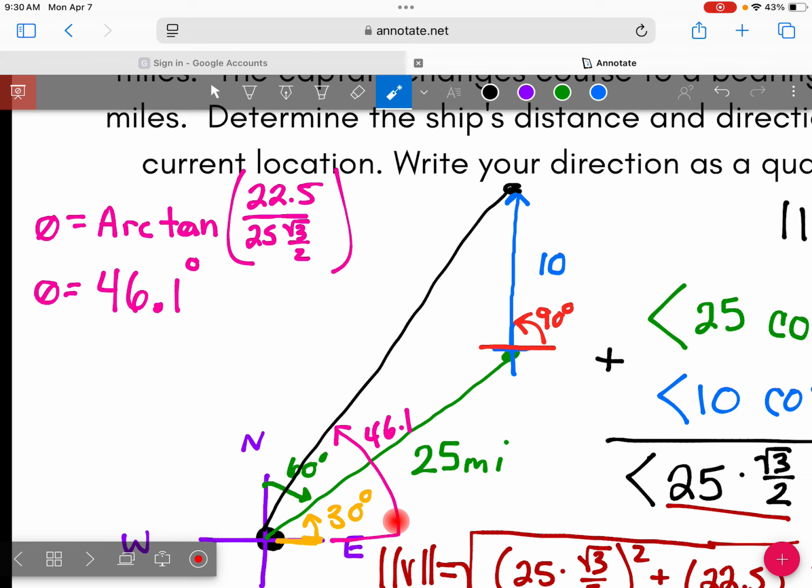Okay. So if this is 46.1, how do we get our bearing? So that tells us that our bearing is going to be what? 43.9. Which direction? North. North, 43.9 east. Okay, so this is the angle we need to have for the bearing. This is the angle we get out of the inverse.